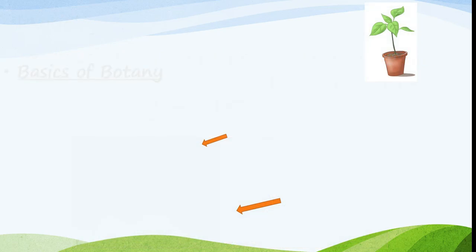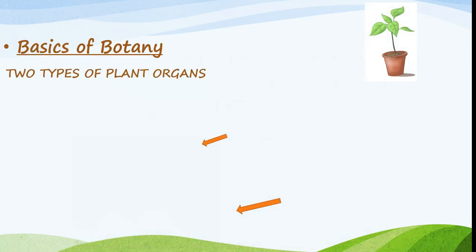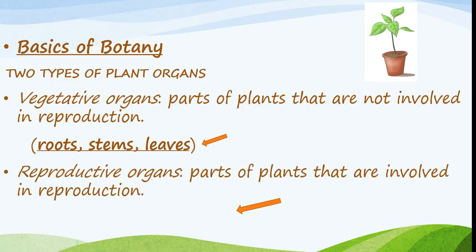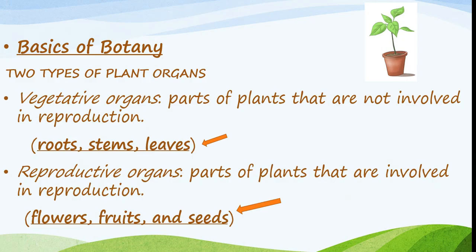So let's take a closer look at that. So the basics are these. Two types of plant organs. The vegetative organs are the parts of the plants that are not involved in reproduction. All right, so we're looking at the stem, the leaves. Those are not part of reproduction. All right, roots, stems, leaves. And then we have the reproductive organs, which are the parts that are involved in reproduction. Okay, those would be the flowers, the fruits, and the seeds.